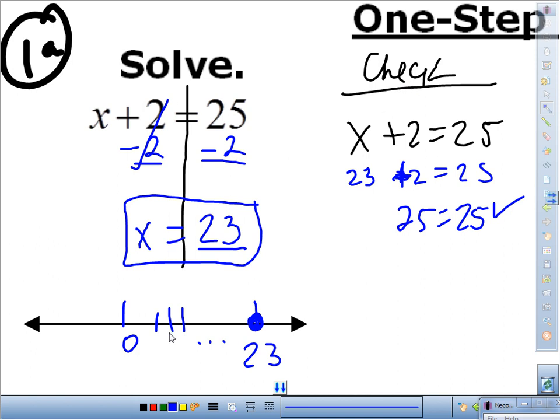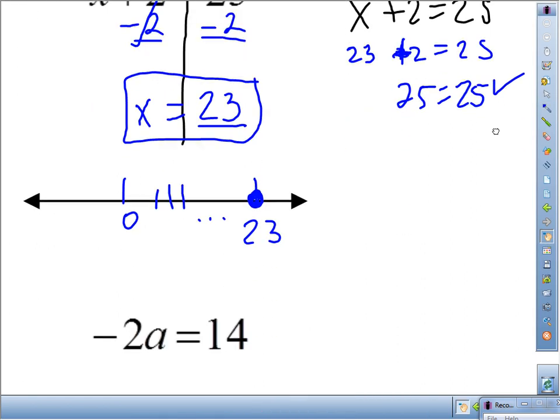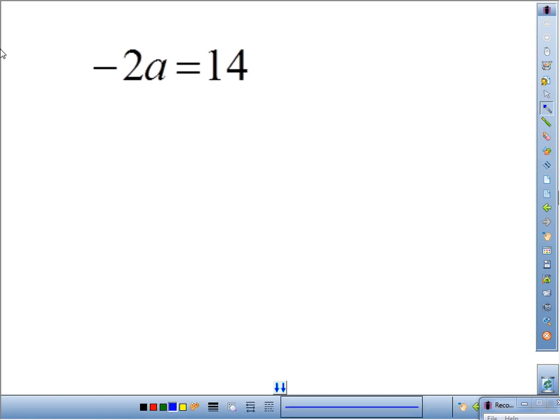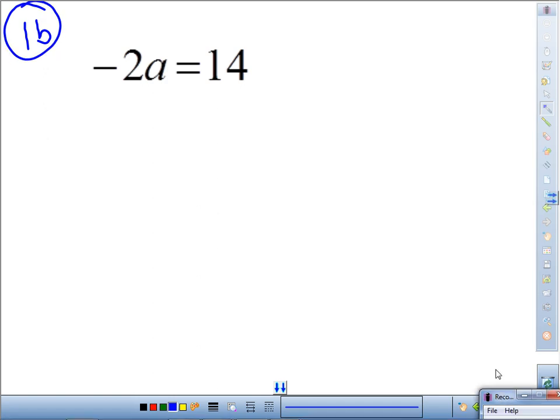Simplify, isolate, plot, and check. We got it? Yes, Mr. Q. All right, do this next one by yourself. Example 1B. Copy that and go.